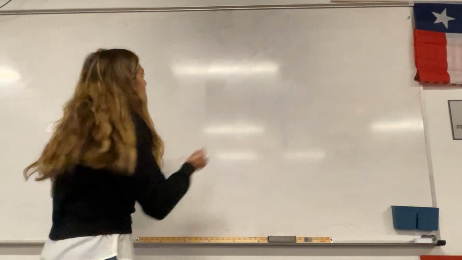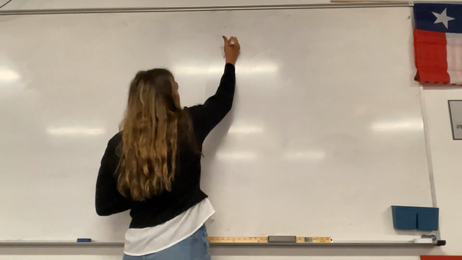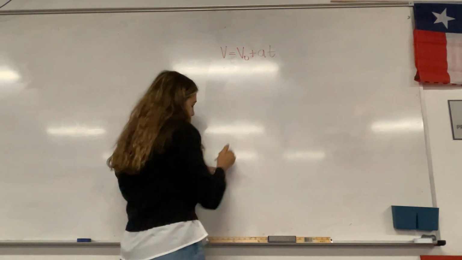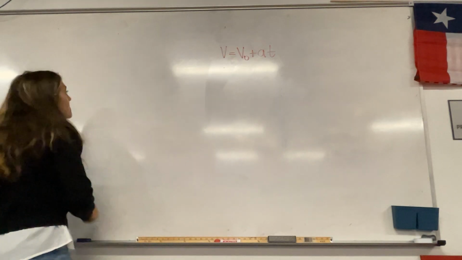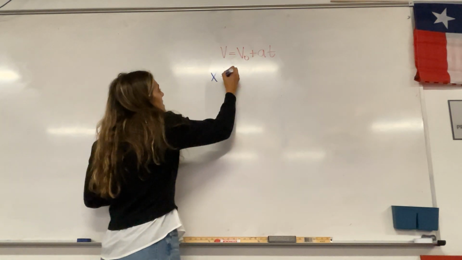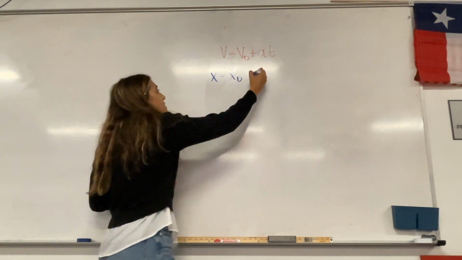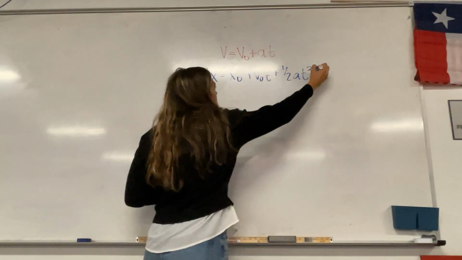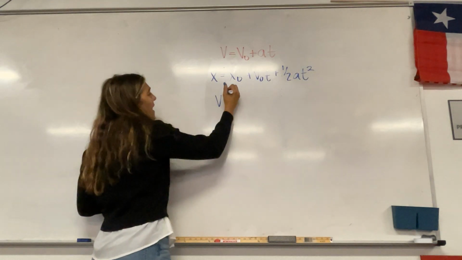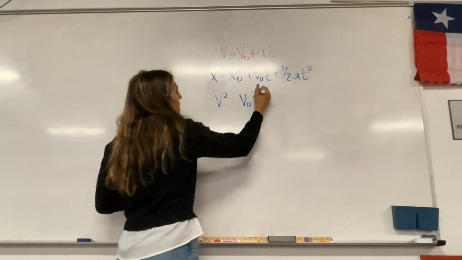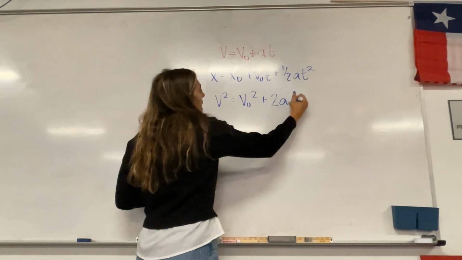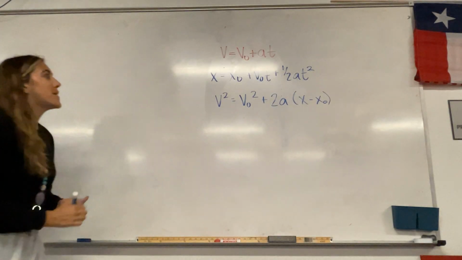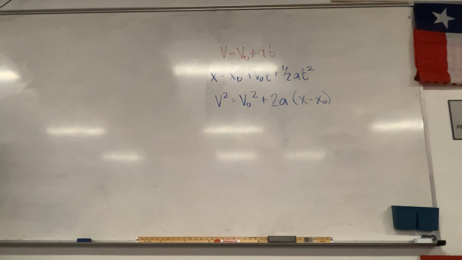So for right now, we have 3 equations. These are the only ones we can use. V is equal to V naught plus AT. That's our first kinematic equation. X is equal to X naught plus V naught T plus 1/2 AT squared. That's our second. Third and final, V squared is equal to V naught squared plus 2A times X minus X naught. That's exactly how they're written word for word on the equation sheet.